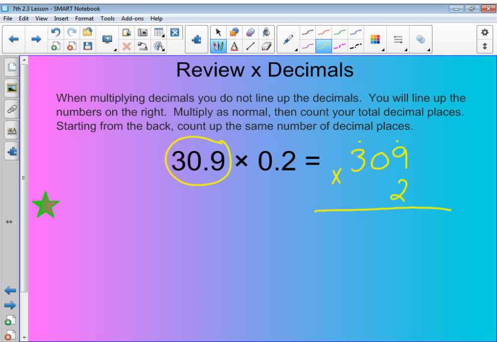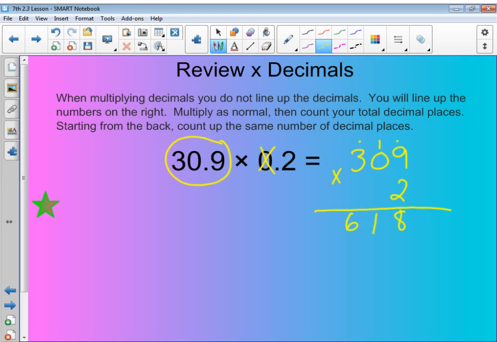I could eliminate this 0 because it was not a placeholder. It was just basically holding the place of that there was nothing in the ones place. So now if I go through and I multiply, 2 times 9 is 18, carry the 1. 2 times 0 plus 1 gives me 1, and 2 times 3 is 6. So I just found out that I have 618 for the digit portion of it.